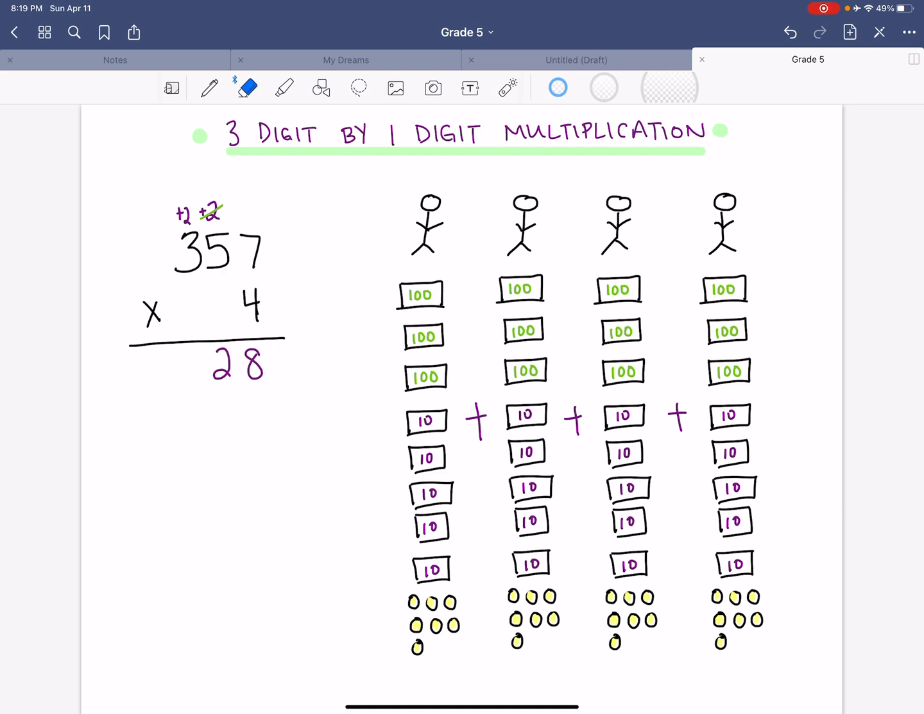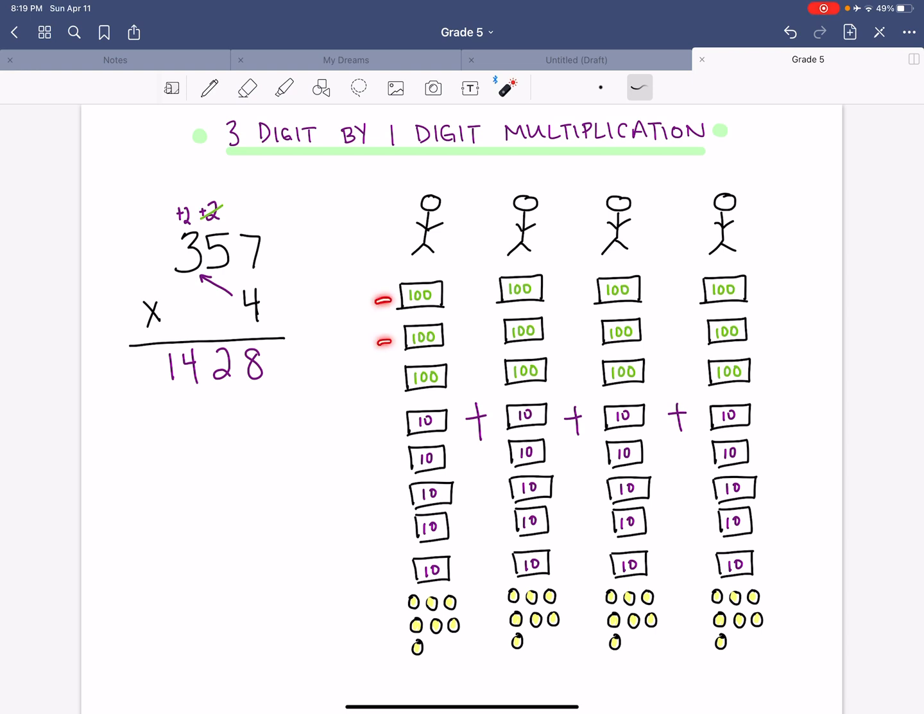Okay, so now we're moving on to 4 times 3. So we've got, right, 4 times 3 plus 2. So my 4 times 3 is 12, plus 2 would be 14. Okay? So 1,428.